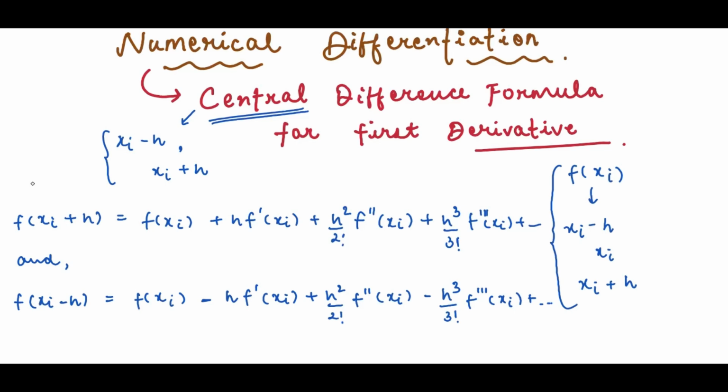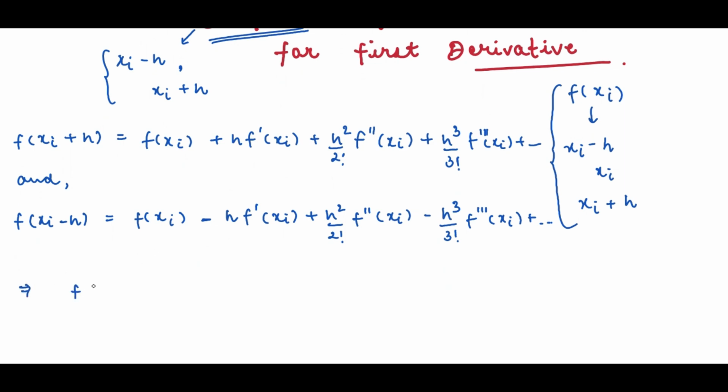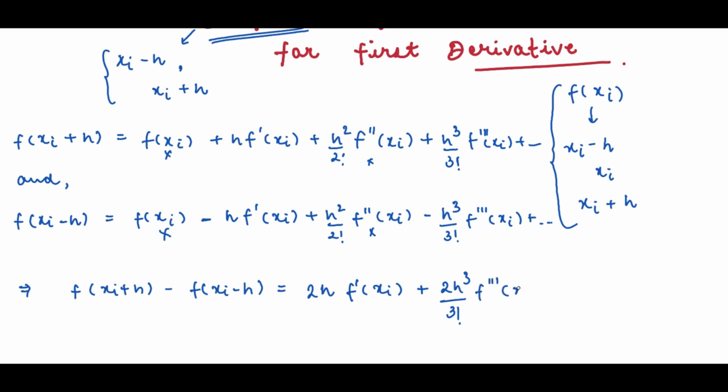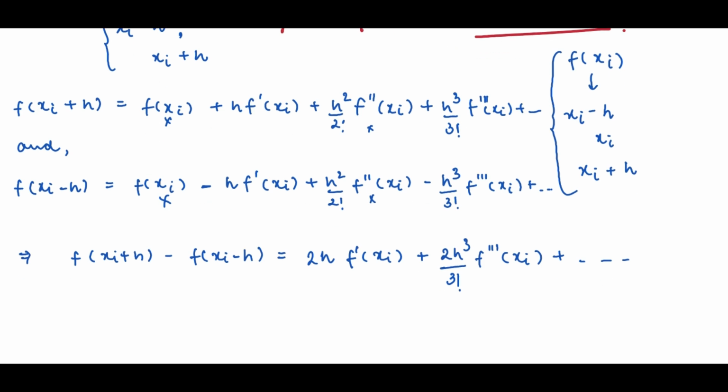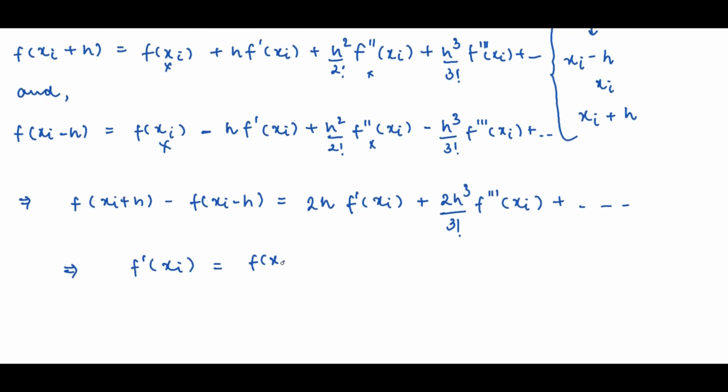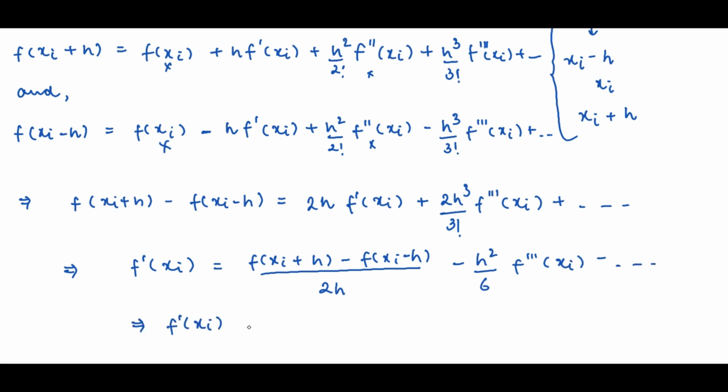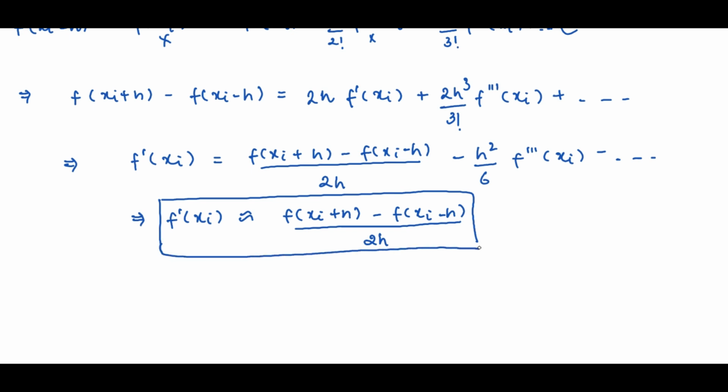Now you just need to subtract the second expansion from the first one. So we have f of xi plus h minus f of xi minus h, and on the right hand side the f of xi terms cancel. And the second derivative terms also cancel. So what remains is f of xi plus h minus f of xi minus h equals twice h f dash xi plus twice h cube by 3 factorial f triple dash xi and so on. And therefore f dash xi becomes f of xi plus h minus f of xi minus h divided by twice h, minus h square by 6 f triple dash xi. Now ignoring the higher order terms, we obtain f dash xi is approximately equal to f of xi plus h minus f of xi minus h divided by twice h. And this is the central difference formula for the first derivative.